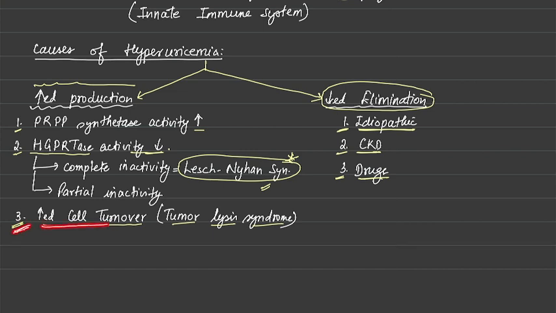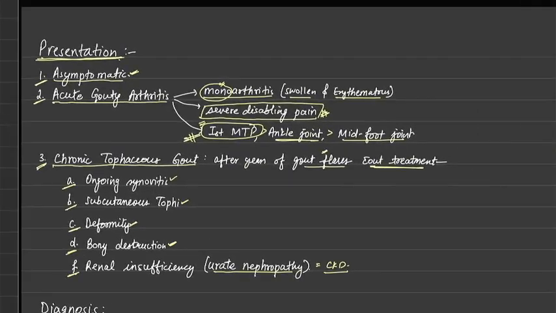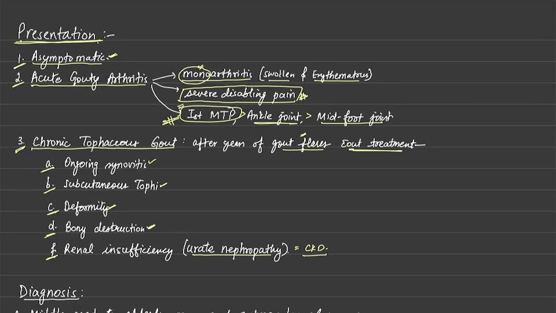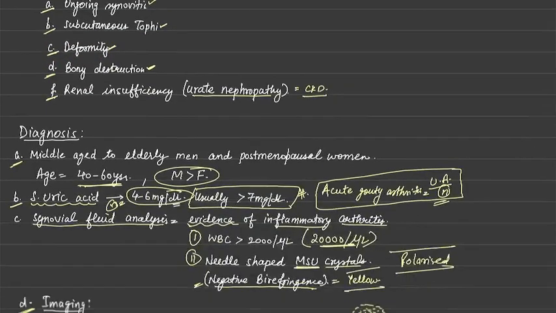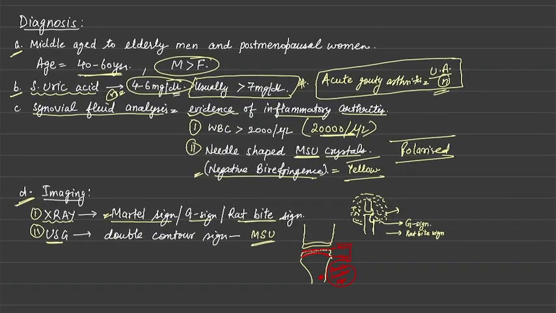Third condition is increased cell turnover, like tumor lysis syndrome. Decreased elimination is seen in idiopathic cases, which is very important because most of the patients who present to us will be idiopathic. CKD and drugs can also cause hyperuricemia. Presentation can be asymptomatic, can be acute gouty arthritis, can be chronic tophaceous gout, which is basically a deforming condition. Diagnosis: the age group will be 40 to 60 years. Remember, it is a disease of the elderly.